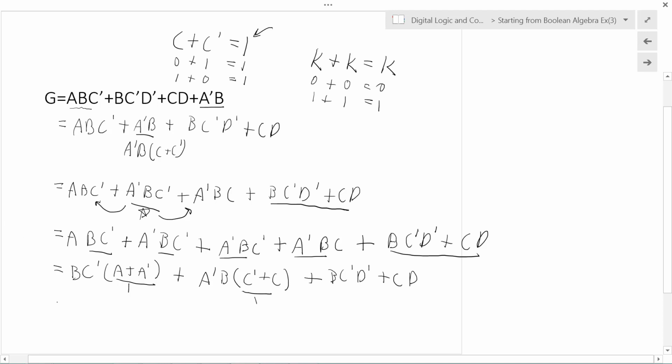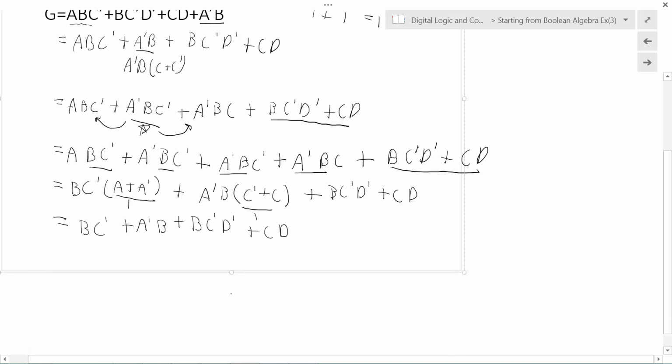So let's take a look here. We now have a more simplified equation, B, C prime, or A prime, B, or B, C prime, D prime, or C, D. Let's give ourselves some more space here. Now, if we look closely, we have a BC prime term here and a BC prime term here. We could factor that out using the distributive property again. So BC prime ANDed with 1, because if we factor BC prime from itself, we get a 1. And then we OR that with D prime because we took it out from this term here. OR that with A prime B or C, D.